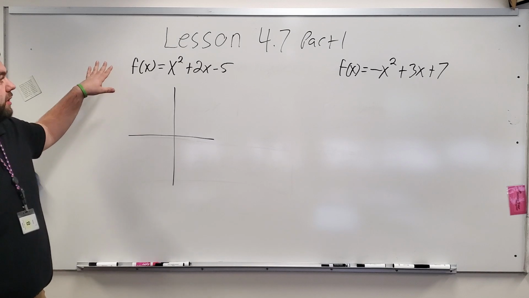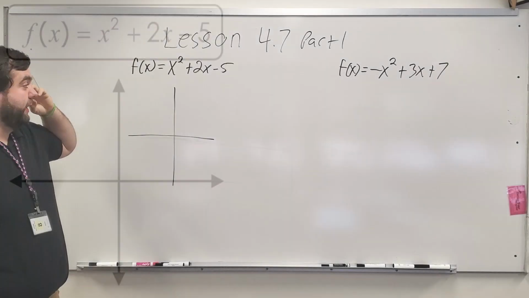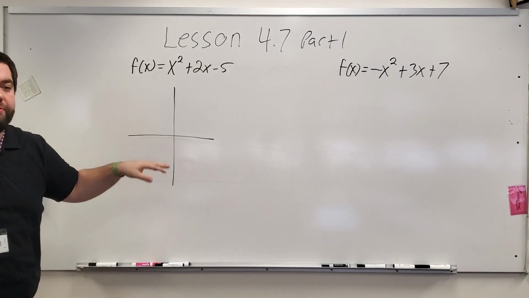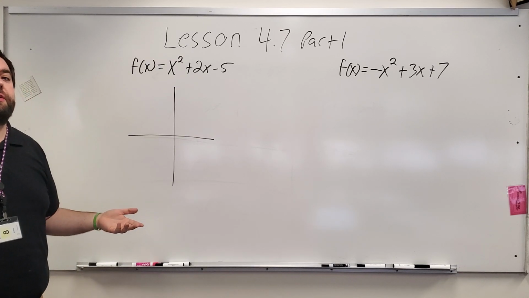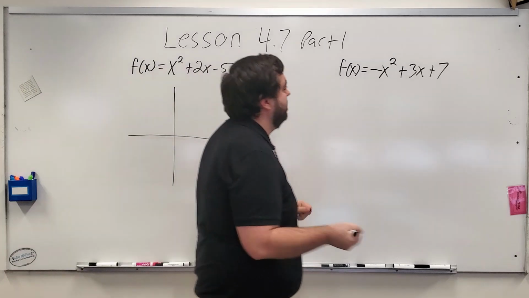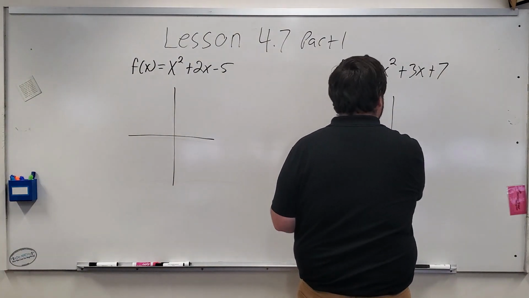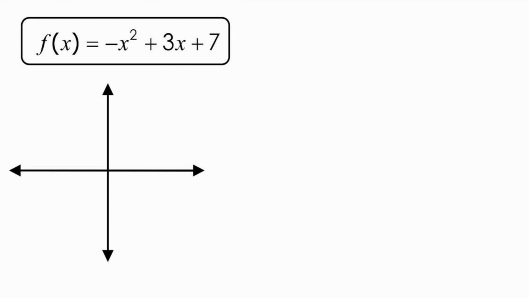Okay, so here is my first example. And just by looking at it, we have x squared plus 2x minus 5. So taking a guess, what do you think that looks like? I want you to draw that now, and while you're at it, and I forgot to put the graph, go ahead and take a guess at what negative x squared plus 3x plus 7 is going to look like.